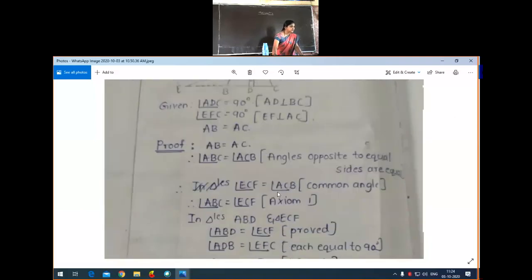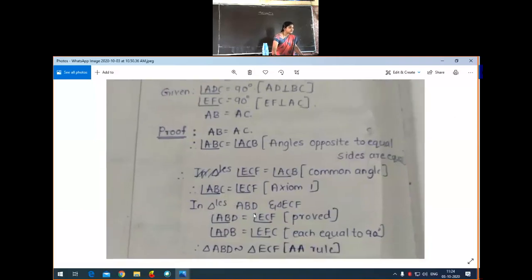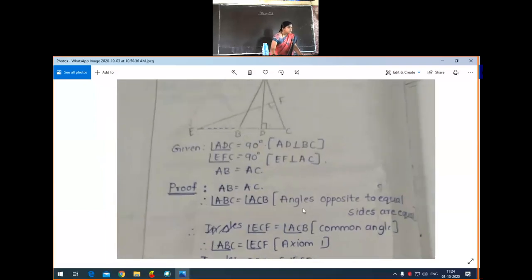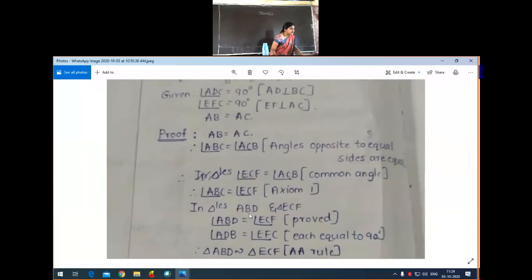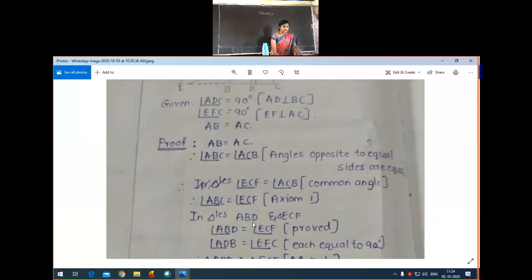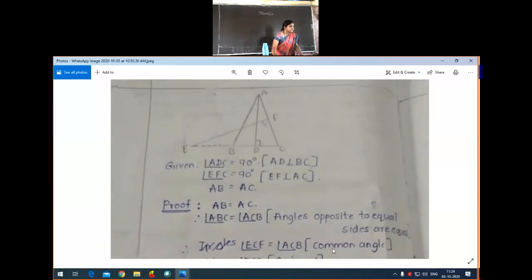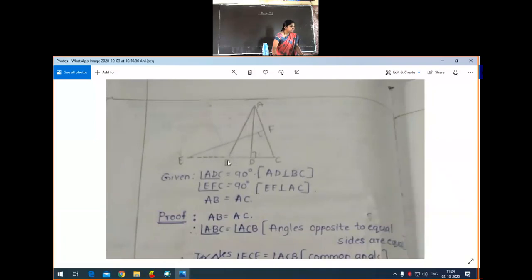Next, in a triangle, which two triangles? This step you can work out in this section only. Now we have to choose the two triangles. Triangle ABD, which two triangles do we have to show? Those two triangles we have to take. So, triangle ABD and triangle ECF.